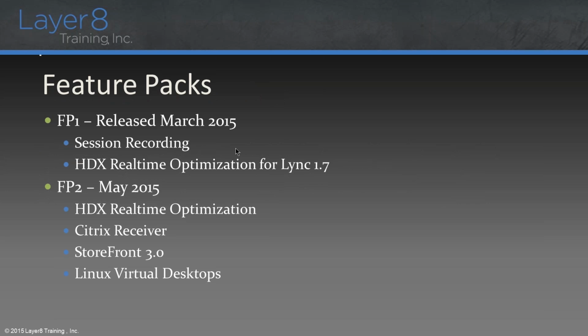So these are some of the newer features that we have inside of the system. Now we have some feature packs that are out for the XenApp XenDesktop environment. We have Feature Pack 1, which was released in March. This brings out some session recording capability that we used to have in XenApp 6.5, so they brought that back. Some additional HDX optimizations. Feature Pack 2 came out, which added some additional capabilities for the HDX real-time, the Receiver, StoreFront 3.0, as well as the ability to support Linux virtual desktops inside of the system.